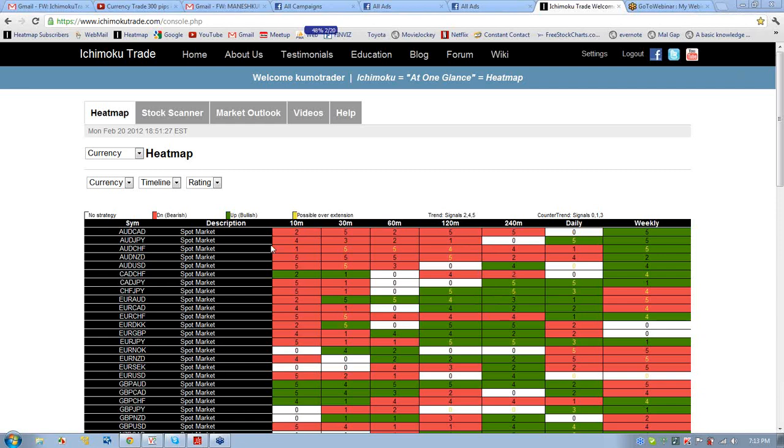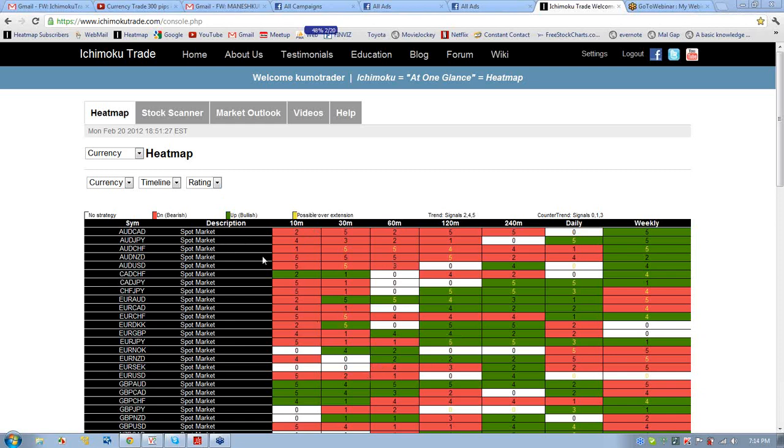Okay. If you look right now, we're going to go for the currency heat map. All the heat maps are the same. They work exactly the same. So it doesn't matter, even though we're talking about currencies here. If you're only interested in stocks, don't worry, it works the exact same way. If you're interested in only futures, it works the exact same way. So it's independent of the particular instruments that you're looking at.